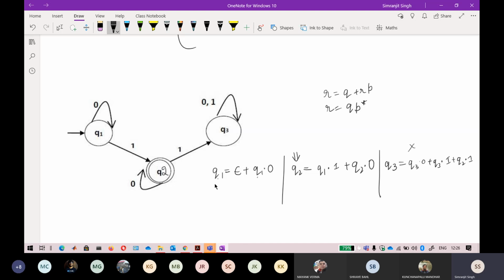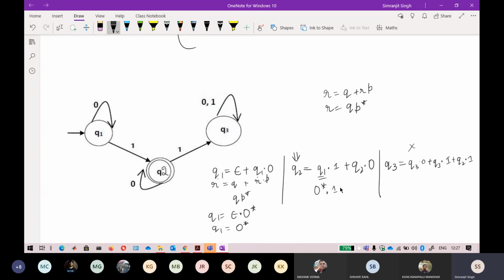Okay, so what can be done here? QR equal to this will be your RP and this will be your Q. So it will become QP star. Q will be epsilon and P star is your 0 star. So the solution of Q1 is, because this is an epsilon, you can directly write a 0 star here. The value of Q1 is 0 star.